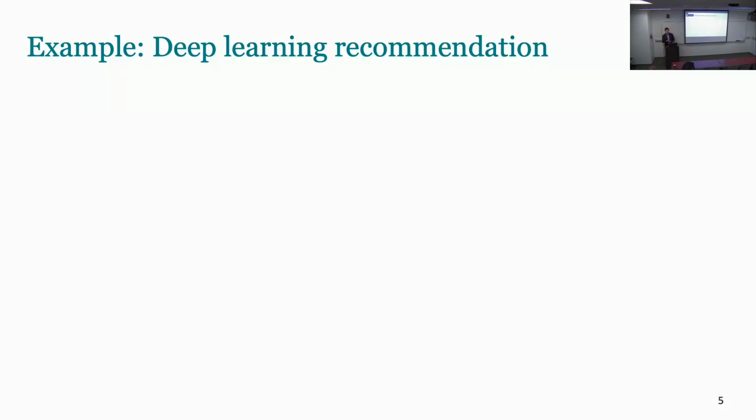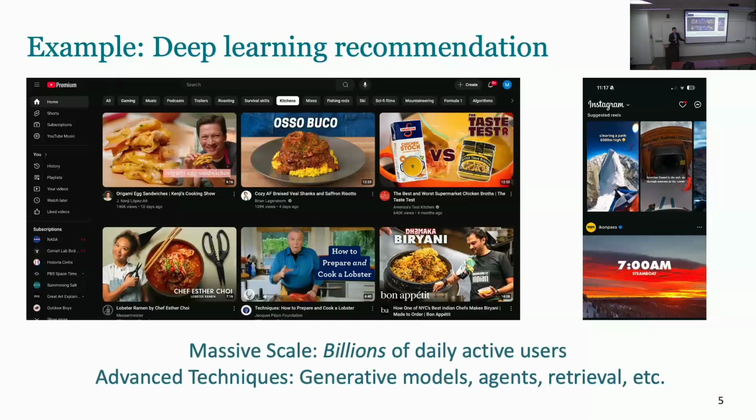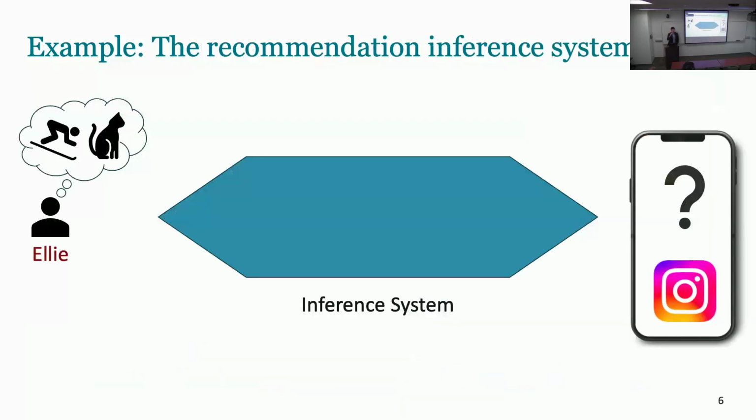And why recommendation systems? Well, if you have ever used products or apps like YouTube or Instagram, then you've used a recommendation system. These systems are used under the hood to suggest new and relevant content that fit your interests. As a result of their ubiquity, these systems need to handle massive amounts of scale. They're taking in requests from billions of daily active users. At the same time, to continue improving the quality of these recommendations, these applications are adopting all of the advanced techniques out there: generative models, agents, you name it. So let's go one layer deeper to see what goes on under the hood here.